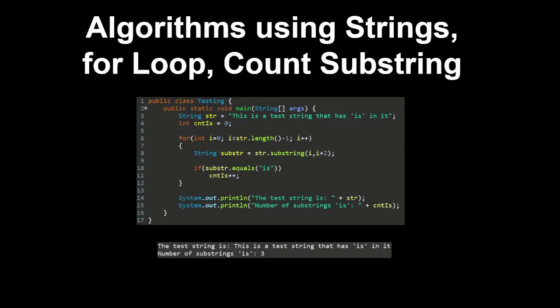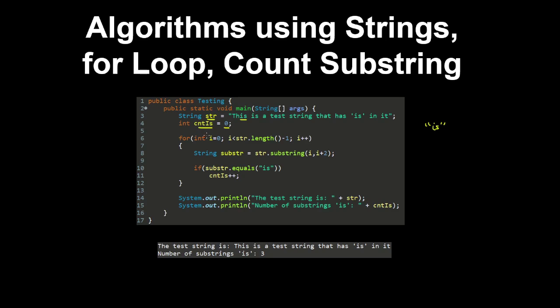Today we'll look at standard algorithms that utilize string traversals to determine if substrings have a particular property or meet specific criteria. So in this example, the algorithm counts the number of "is" substrings in this string. So we initialize the string using direct initialization, and we have an integer that's going to count the number of substrings, which we initialize to 0.